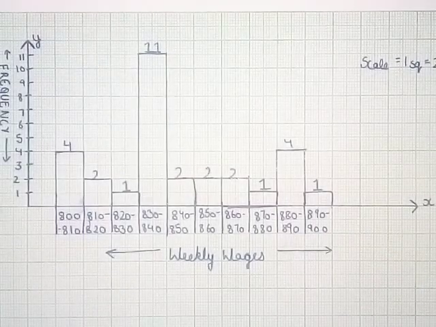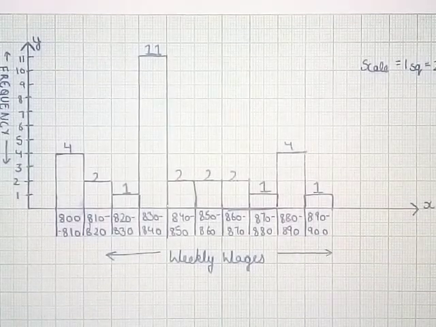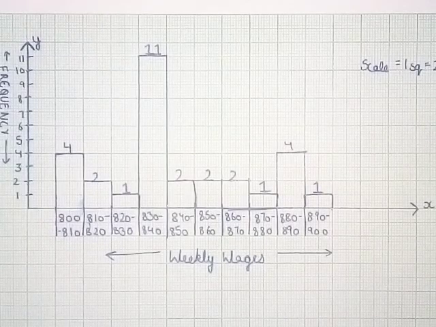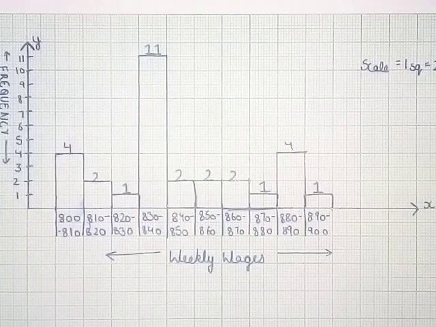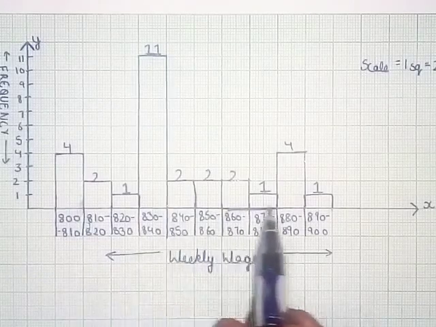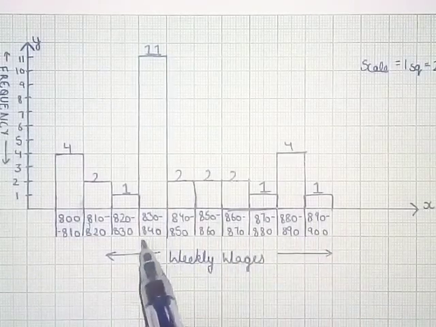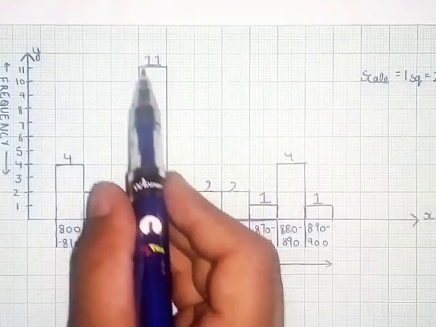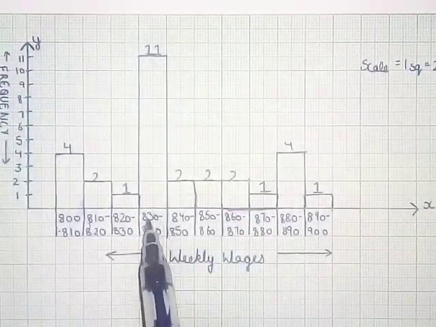Now friends, we have made the histogram. Now we have to answer on the basis of this histogram. First is, which group has the maximum number of workers? 830 to 840 has the maximum number of workers.